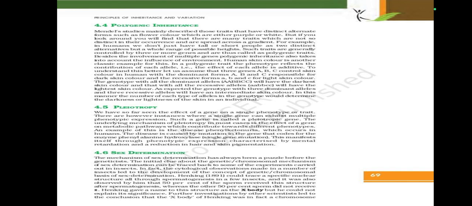As expected, the genotype with three dominant alleles and three recessive alleles will have an intermediate skin color. In this manner, the number of each type of allele in the genotype would determine the darkness or lightness of the skin in an individual.